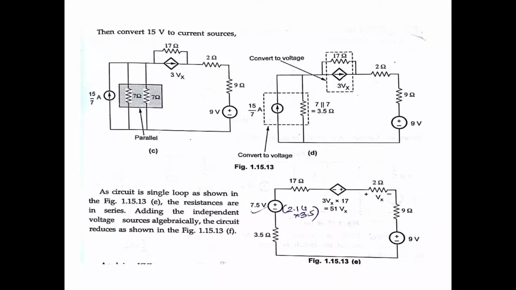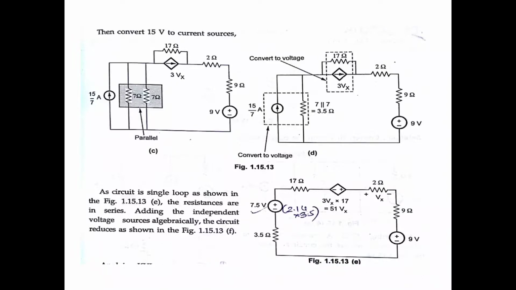15 by 7, 17 ohm and 3Vx given in the problem. 2 ohm, 9 ohm, 9 volts. Here 7.5 volts. How to get 7.5 volts? It's very, very important. This is 15 by 7, 2.14. 7 and 7 parallel, 3.5. These two multiply, this is I into R, we get V. This is actually 7.449, you approximate 7.5. 17 ohm as it is. 3Vx, 3Vx into 17.